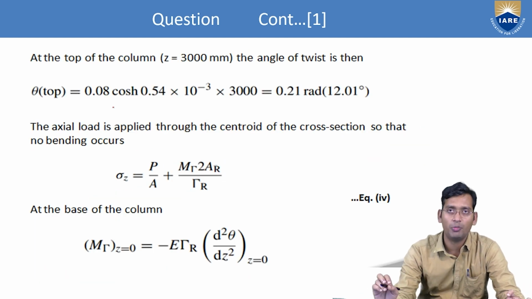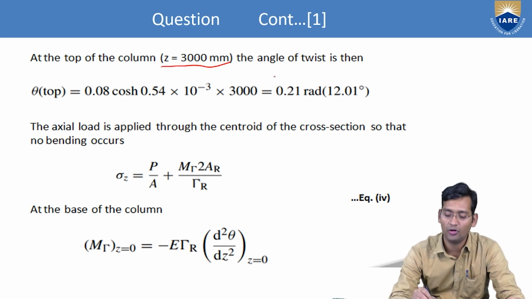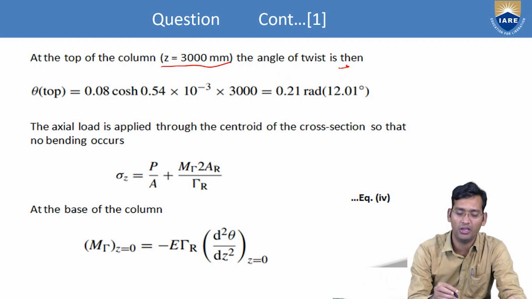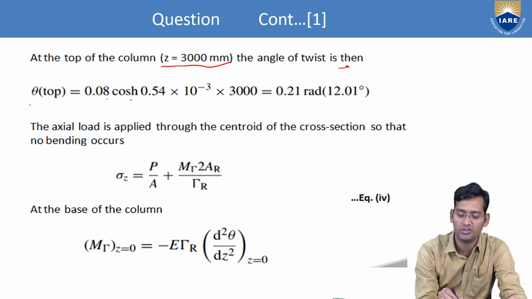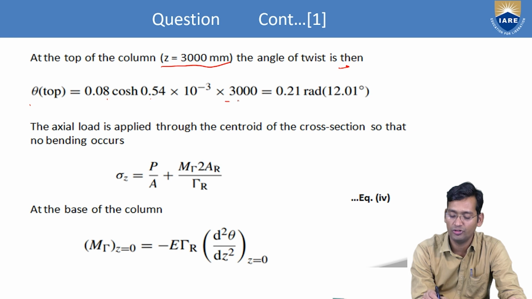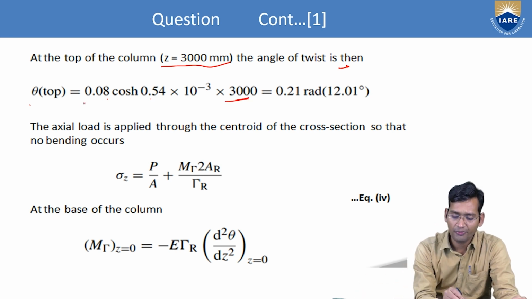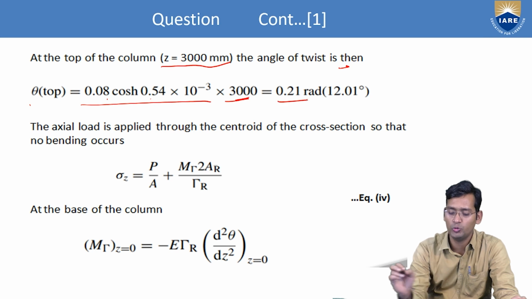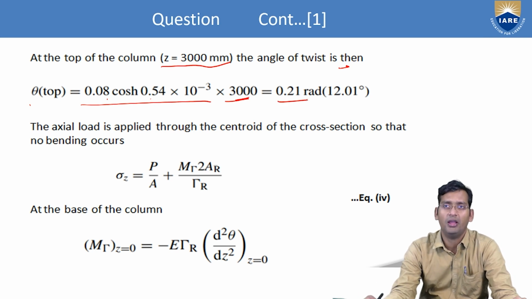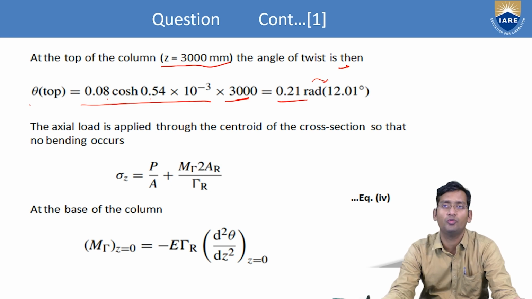Okay, so at the top of the column, z is equal to how much? 3000 mm. The angle of twist is then, so just put it here. Theta top is 0.08 cosh(0.54 into 10 to the power minus 3, for z equals 3000). After simplifying this, what will you get? 0.21 radian. Right. If you convert this into degrees, you will get 12.01 degrees.